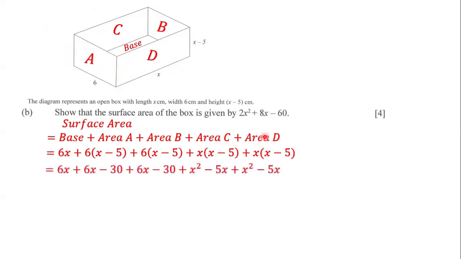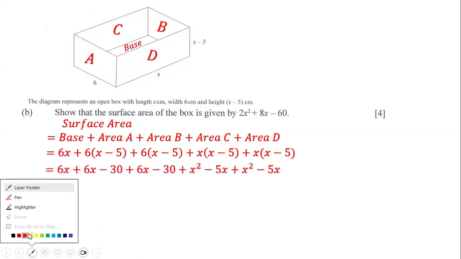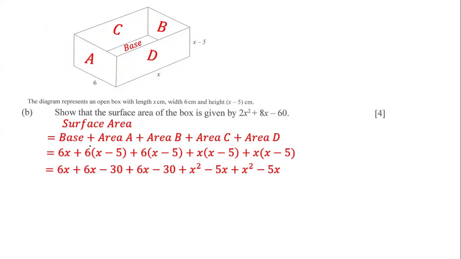Okay, now what we're going to do here is distribute. So we distribute the 6 across this expression. We say 6 times x, and 6 times 5. Similarly, we say 6 times x, 6 times negative 5, x times x, x times minus 5, x times x, and x times minus 5.